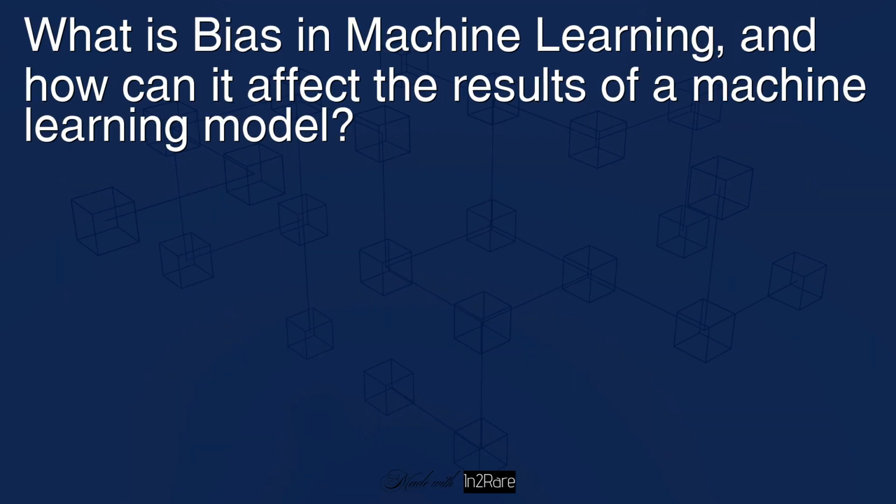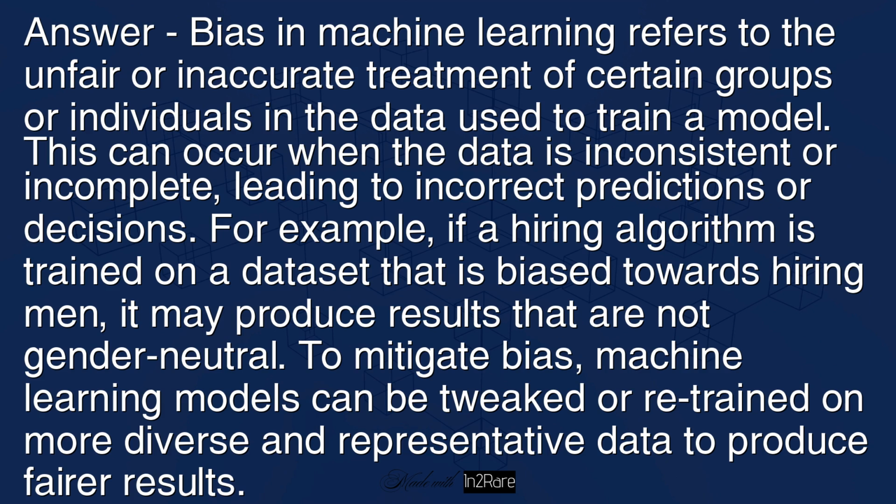What is bias in machine learning, and how can it affect the results of a machine learning model? Answer: bias in machine learning refers to the unfair or inaccurate treatment of certain groups or individuals in the data used to train a model. This can occur when the data is inconsistent or incomplete, leading to incorrect predictions or decisions. For example, if a hiring algorithm is trained on a data set that is biased towards hiring men, it may produce results that are not gender neutral. To mitigate bias, machine learning models can be tweaked or retrained on more diverse and representative data to produce fairer results.